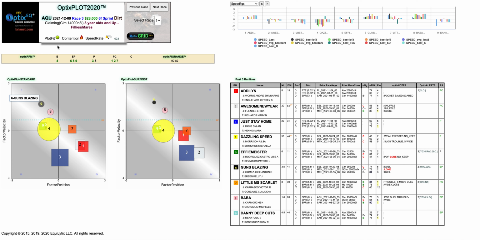You can just take a look at the plot fit is green. That's a good thing. The contention is a flame, so it looks like there's going to be pace contention in this race. When you actually look at the plot, you can see the 6, 8, 9, 5, and 4 mostly to the left. They're all in quadrant 1 on the standard plot, so there's going to be some pace there.